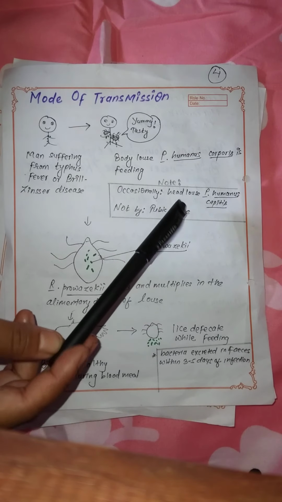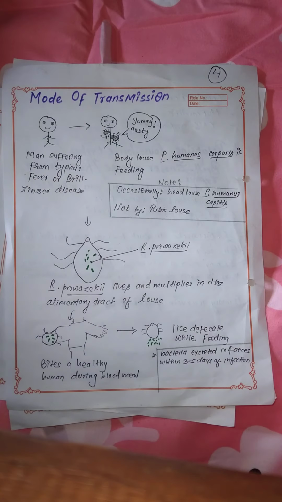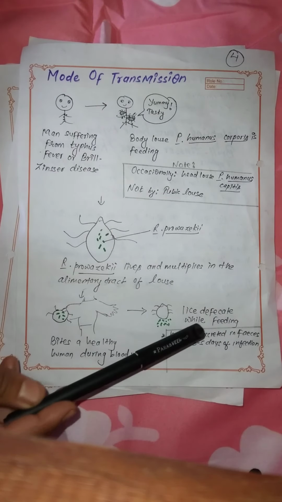Occasionally hair louse may also occur, but the transmission doesn't occur by the pubic louse. Rickettsia prowazekii lives and multiplies in the alimentary tract of the louse. Okay, it will live here, it will multiply here. Now this louse will bite the healthy human. When it bites the healthy human, it will take the blood meal, then it will transfer this Rickettsia bacteria into this person also. The louse defecates while feeding.